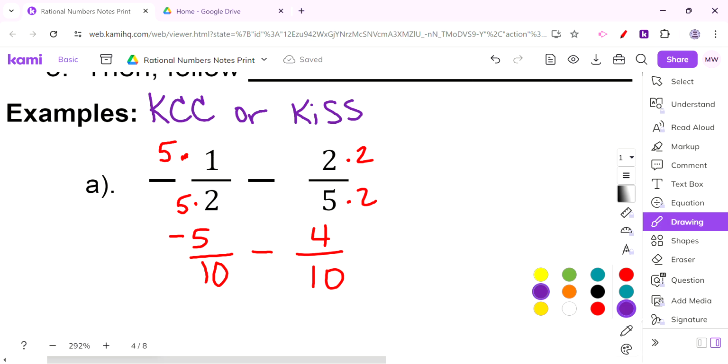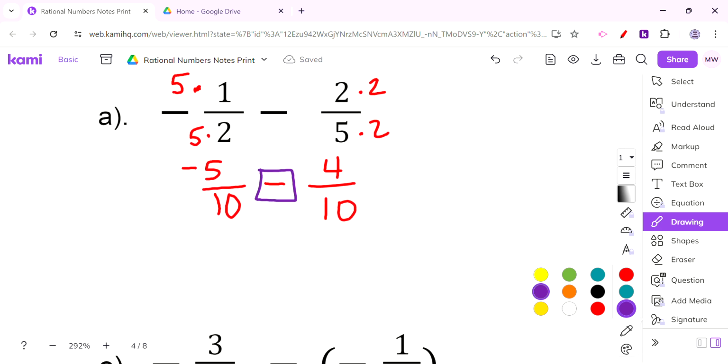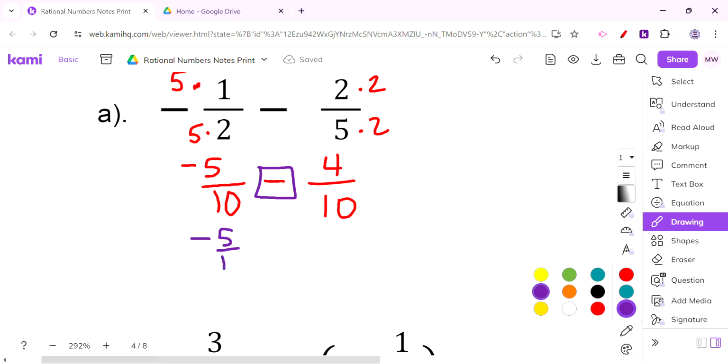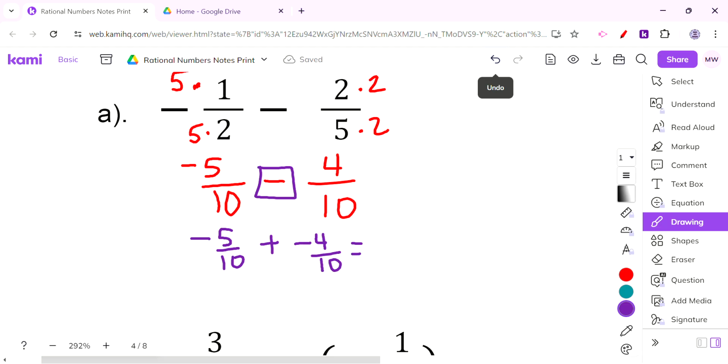What I always say is read the problem from left to right. Negative 5/10 minus, this is the minus, 4/10. Put the minus in a box, and you're going to clearly see the two numbers that you are subtracting, right? You are subtracting negative 5/10 and 4/10. So we keep the first number, change the minus to a plus, and then we change this positive 4/10 to a negative 4/10. And then we add across. Negative 5 plus negative 4 is negative 9. And then we keep our denominator of 10.